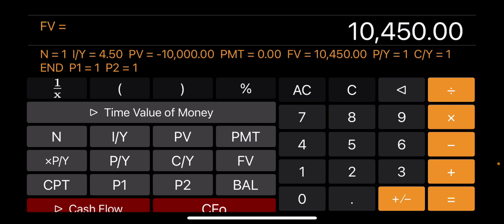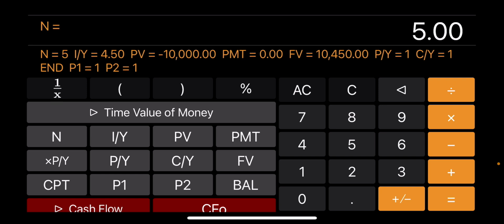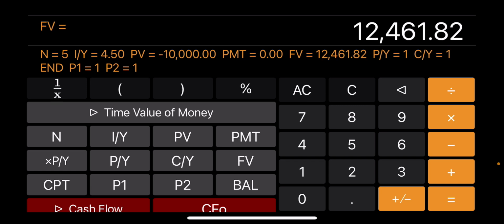So as you can see, it gave me $10,450. So let's say you want to see what happens if you had this much money in the same account that has the same, constant APY of 4.5% after 5 years. That way you can just enter 5 for N and then again CPT and then FV for the future value. That gives you $12,461.82.